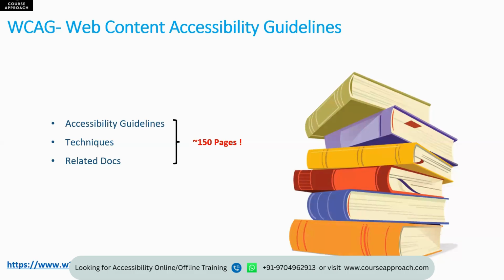So as I said, the guidelines, techniques, and the related documents total, including everything, around 150 pages. But don't panic. We don't need to go through these 150 pages to start with. I am going to cover them in different conformance levels. We do have level A, AA, AAA in upcoming sessions. So this is an overview.